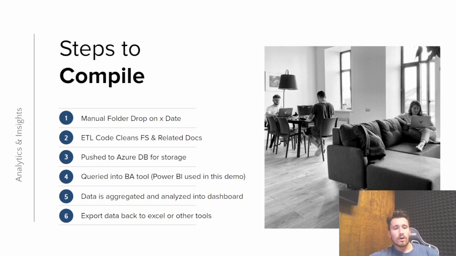All right, so here's the steps to compile. It's going to start with a manual folder drop on X date. That folder can either live on the cloud somewhere or it can live on your desktop. We're going to customize the application for your needs. There's going to be an ETL framework that cleans the financial statements and the related financial documents, just depending on your requirements. It's going to push this information to Azure. For this purpose, it could be something like MongoDB or another database, Google, GCP, it doesn't really matter. Going to be queried into a business analytic tool like Power BI or Tableau. The data is going to be aggregated and analyzed into a dashboard that we have built out for you already. And then obviously we can continue to build out that dashboard once the data is already in there. And then lastly, it's going to be able to be exported to things like Excel or whatever other tools you want to use. And that's pretty much the steps.